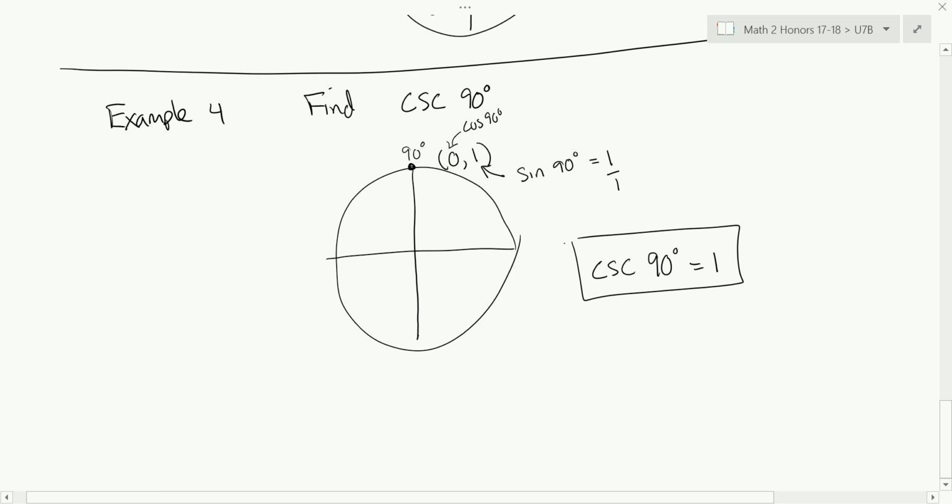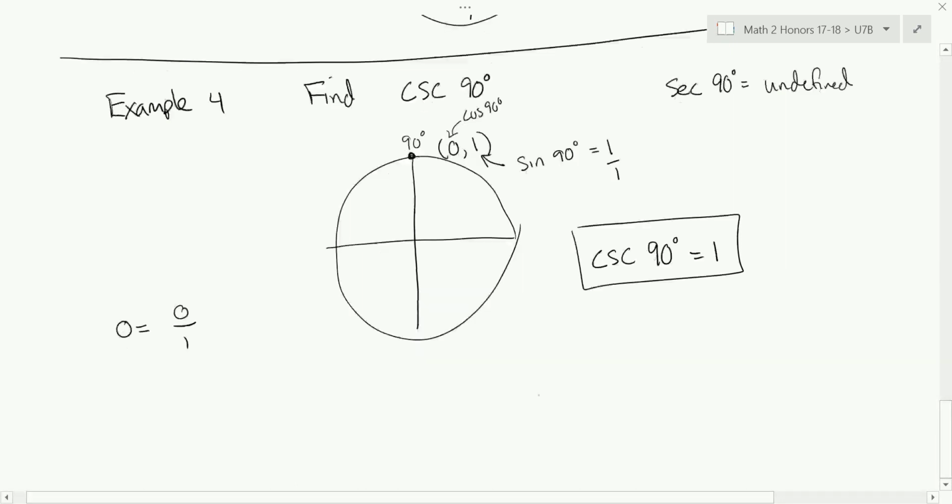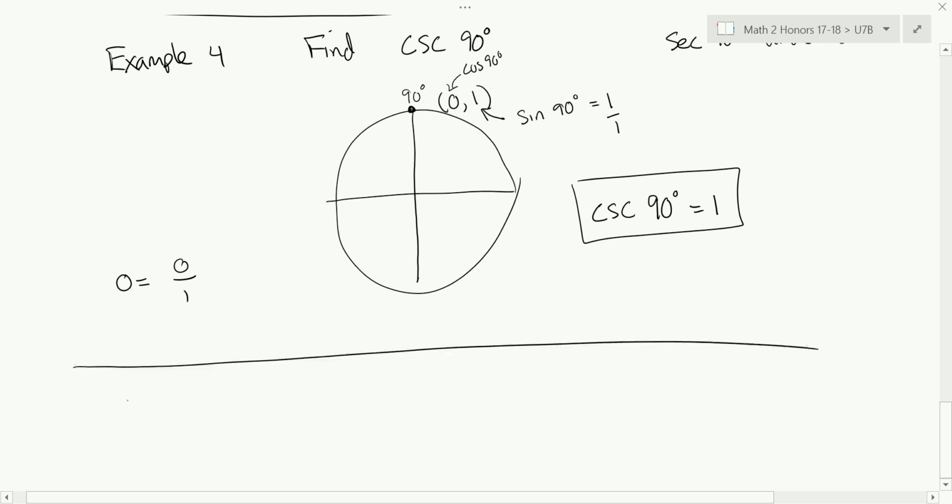Now, since we're here, what would the secant of 90 degrees be? In other words, what's the reciprocal of 0? So think of 0 as a fraction. That's 0 over 1, right? Or 0 over 2. Just pick a fraction that's equal to 0. And then when you flip that over, 0 becomes the denominator. And what happens when you get that? It's undefined. So the secant of 90 degrees is undefined. Okay. All right, last example here.